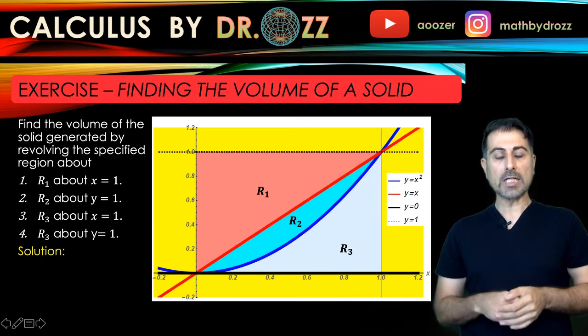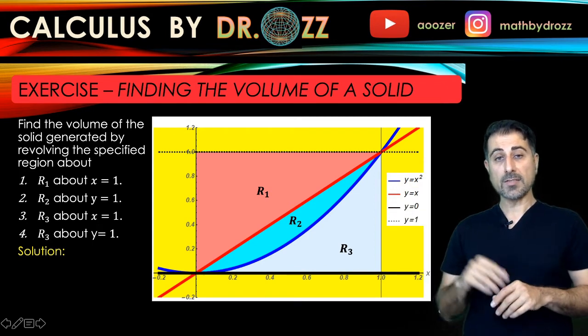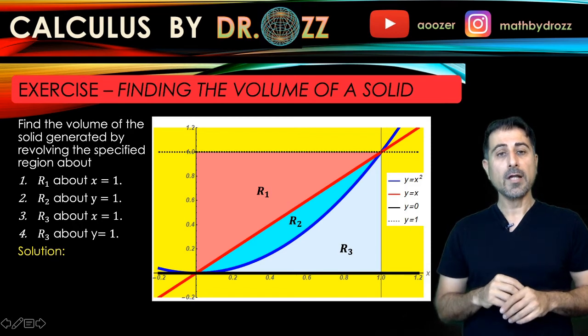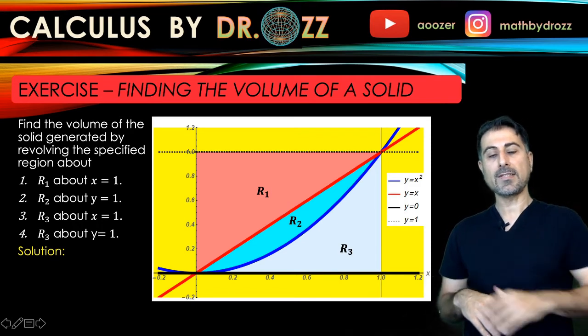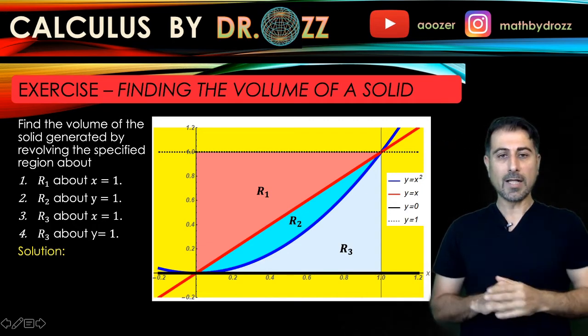One is y equals x squared. That's the blue curve. That's the parabola. And y equals x is the red line over there. And y equals 0 is the x-axis. And also y equals 1 is also a horizontal line here.